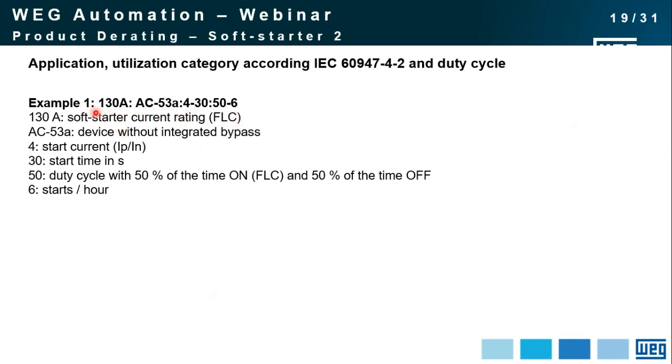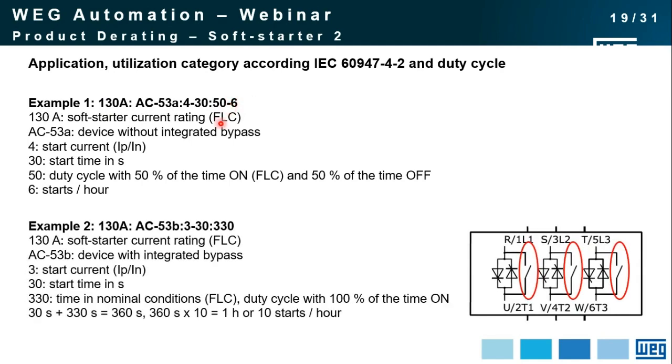Here I'm going to show you an example of how WEG describes the application of a soft starter, very briefly. So this code here is a way to summarize several data. The first part here, we know that's the full load current of the soft starter. The second part, AC53A, means the utilization category, and in this case is a soft starter without integrated bypass. 4 means the start current, 30 is the start time, 50 is the duty cycle, meaning 50% on, 50% off, and the last number here means the number of starts.